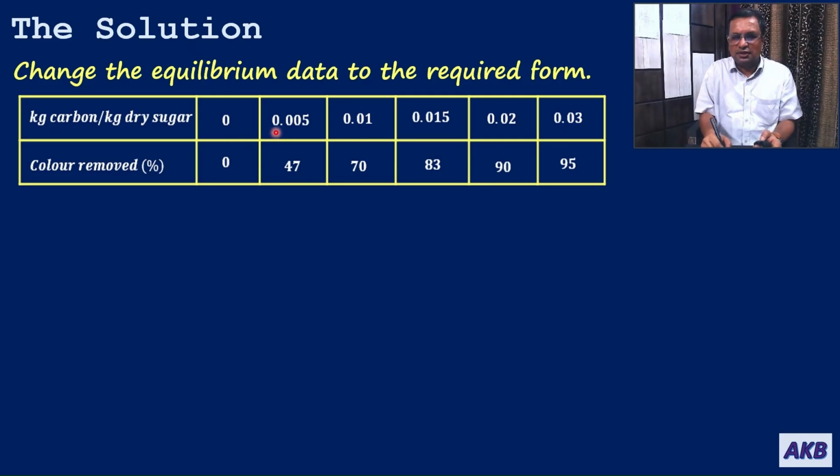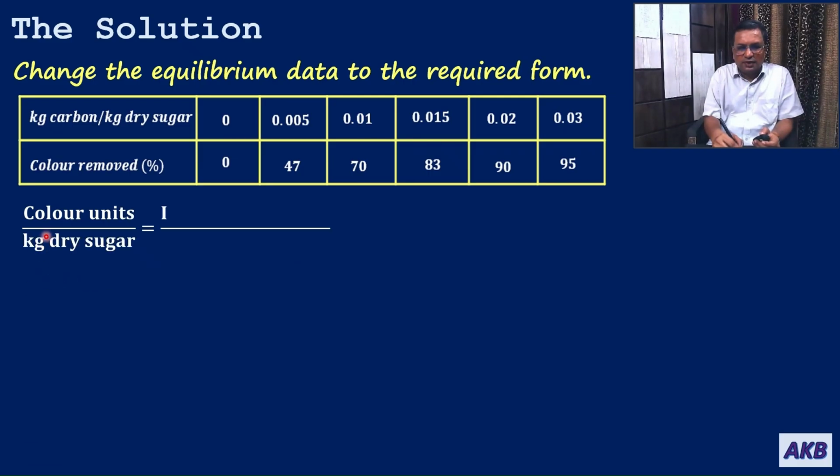So for example, if you look at the second column, it suggests that when 0.005 kg carbon per kg dry sugar is added to the solution, 47% removal of the color is achieved. So accordingly, when 0.01 kg carbon per kg dry sugar is added, percentage removal is 70. When 0.015 is added, percentage removal is 83. When 0.02 kg is added, the percentage removal is 90. And when finally 0.03 is added, the percentage removal is 95.